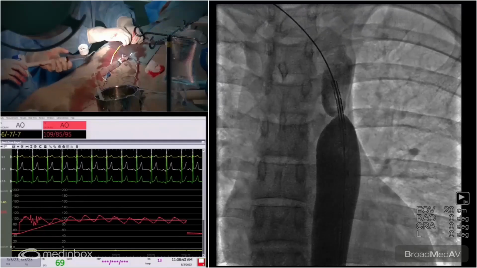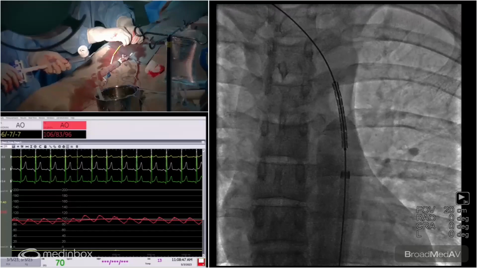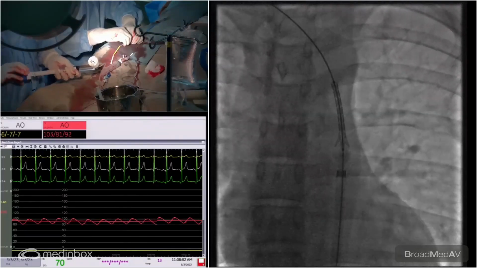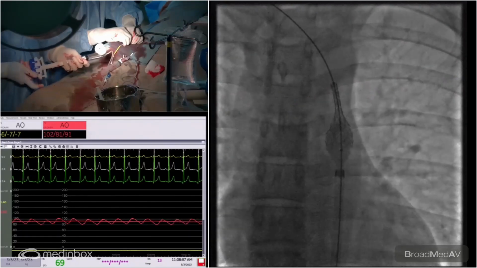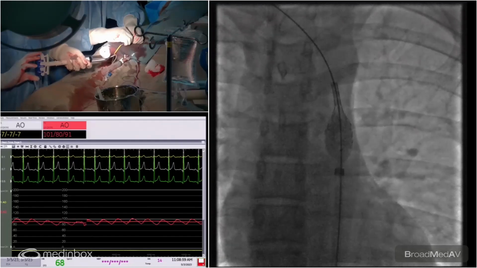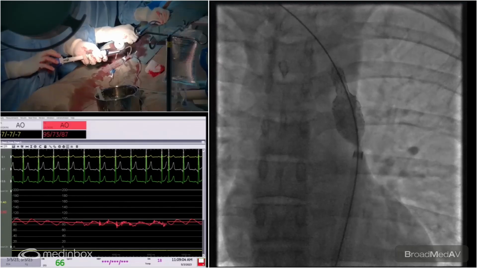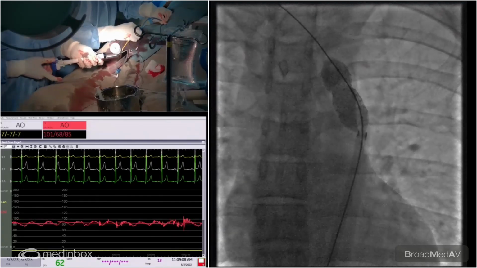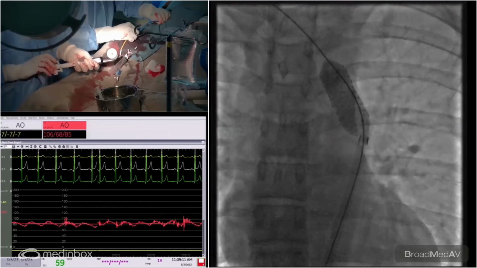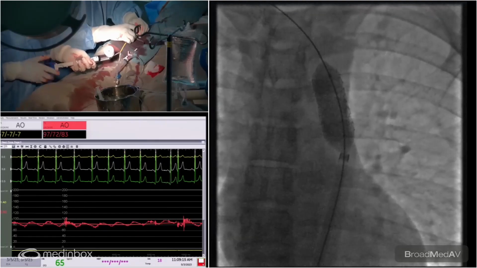So now I would request the scrub nurse to inform me the atmosphere continuously as I am concentrating on the picture. Keep it pushed. Keep it pushed. Keep it pushed. Yeah. Now relax the. Yeah.